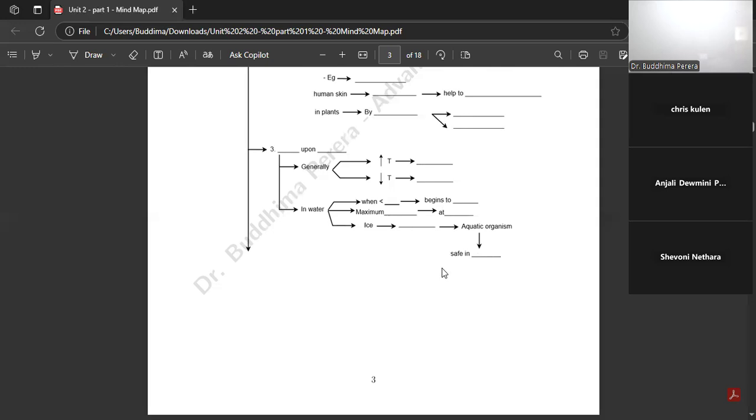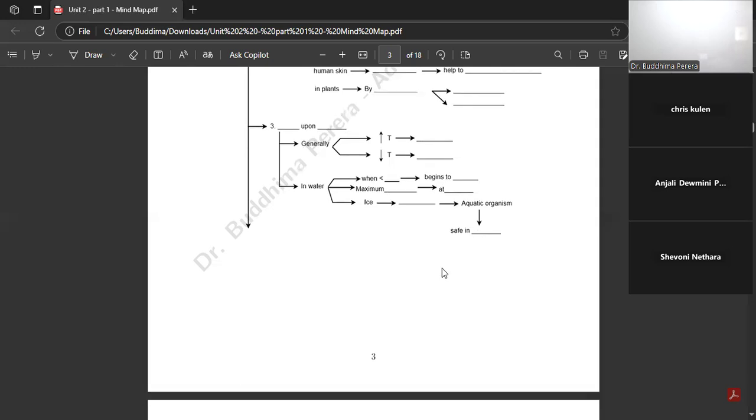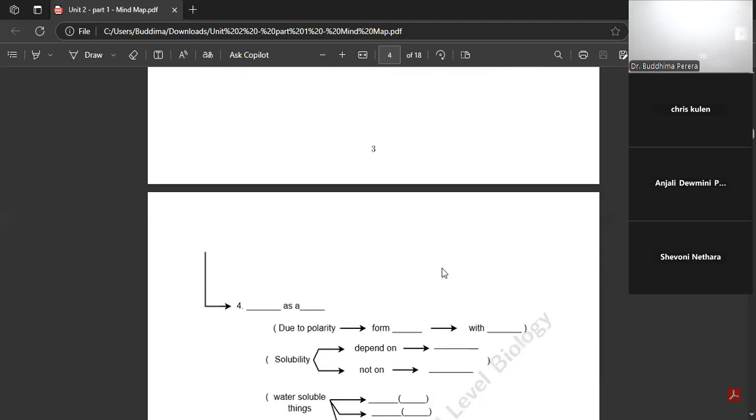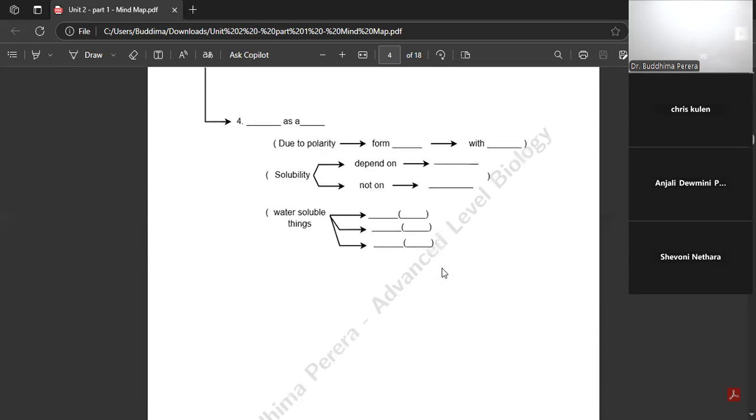But when density reduces, temperature increases. In water, when less than 4 Celsius, it begins to freeze. Maximum density at 4 Celsius. Ice floats on water and aquatic organisms are safe in winter, right? Then versatility as a solvent.